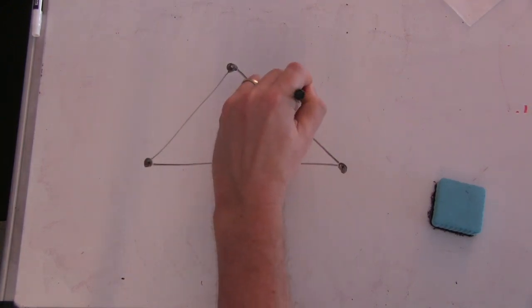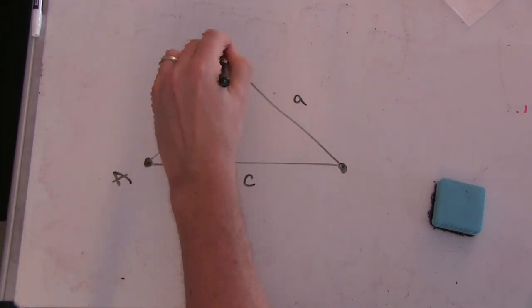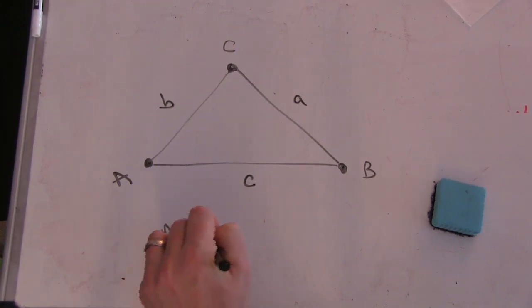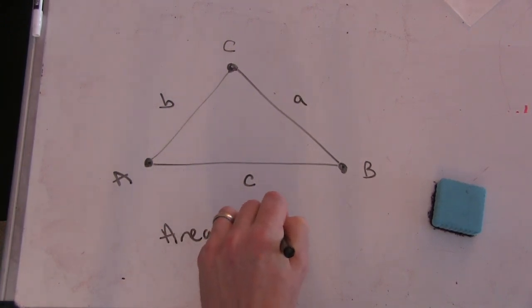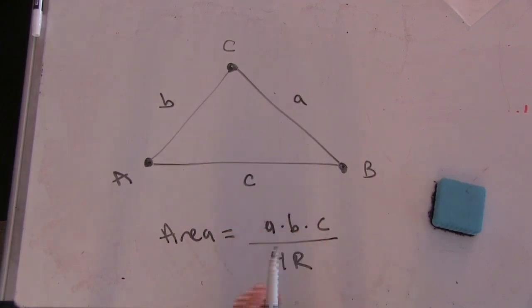So if this is side A, this is side B, this is side C, and then traditionally we call that angle A, angle C, angle B. The area equals A times B times C over 4R. Okay. Where R is what? R is the radius of the circumscribed circle.